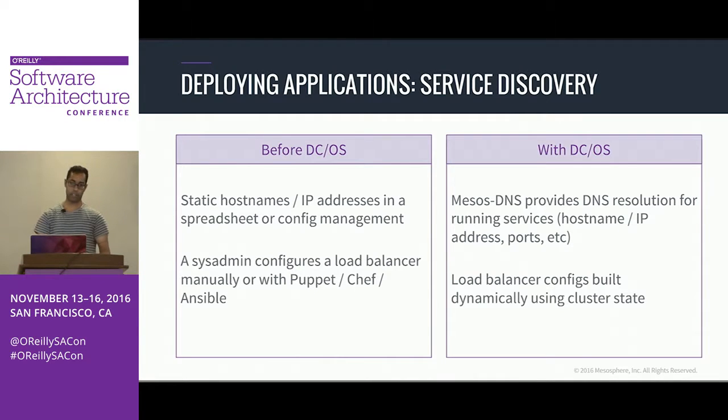Mesos DNS creates DNS records for your application. And then we have some utilities that basically rebuild load balancer configurations. So if your task moves from node 80 to node 1, we have some utilities that will basically reload HAProxy or whatever for you so that your application is always being served.